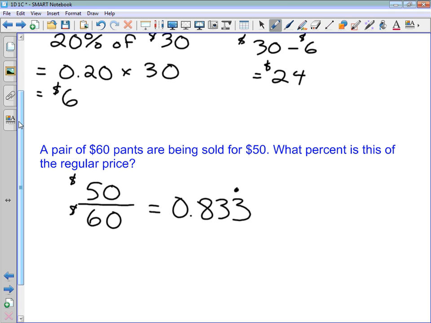And then let's change this into a percent by just multiplying by 100, and that'll give me 83.3%. And usually with percents, one decimal place is all you really need, okay? And that is it for our little review of percents.